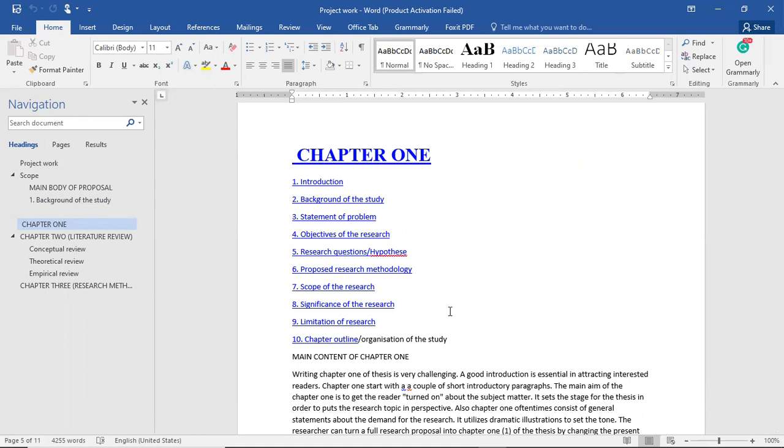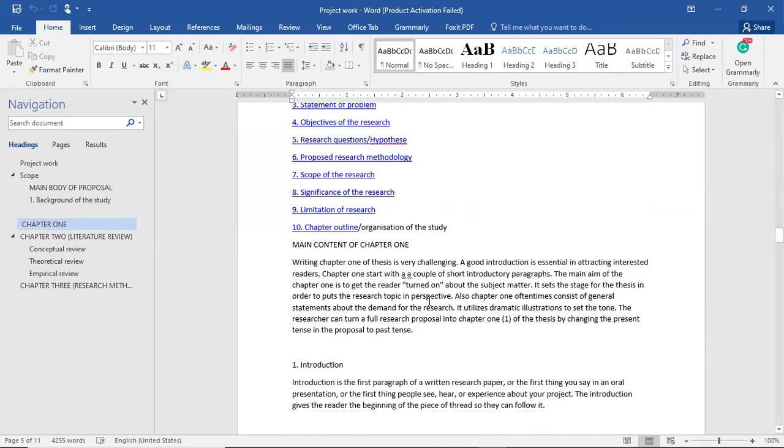Now, the difference between the proposal and chapter 1 is that the proposal is in the future, while in chapter 1 the tenses are in the past. So when you take out the literature review and the methodology from the proposal, that is your chapter 1, and you change the tenses into the past. And we went into details and explained it.